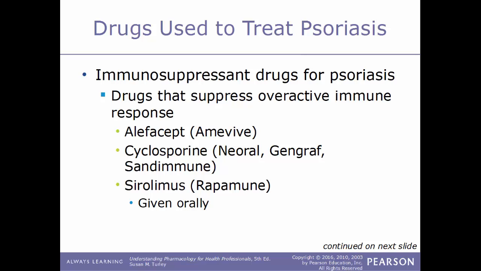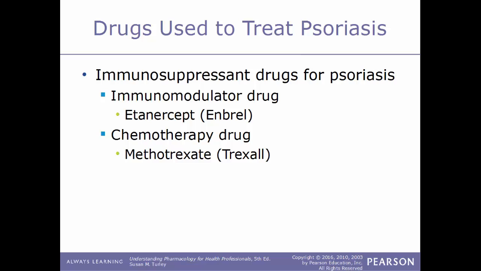And examples of this kind of drug would include alefacept, which is known by its brand name of Amevive, cyclosporine, known by its brand names of Neoral, Gengraf, and Sandimmune, and sirolimus, also known by its brand name of Rapamune. And this is a drug that is given orally. You can also have immunomodulator drugs, such as etanercept, known by the brand name of Enbrel. You can also have chemotherapy drugs, such as methotrexate, known by its trade name of Trexall.